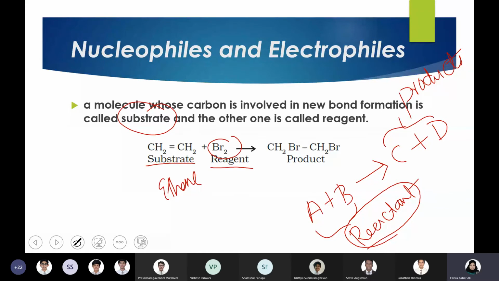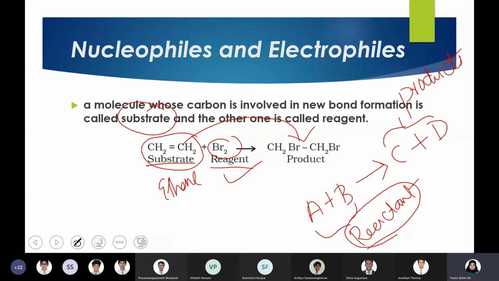So here in this example, this is ethene and this is bromine. Both are reactants. In an inorganic reaction, we just call them reactants. But here you can see the new bond formation is associated with the ethene molecule. This is where the new bond formation takes place, so that will be called the substrate. And the next reactant, what is left, is called the reagent. So from now onwards, rather than using reactant, we will use the words substrate and reagent.